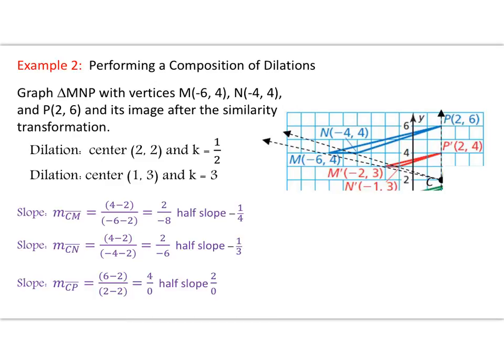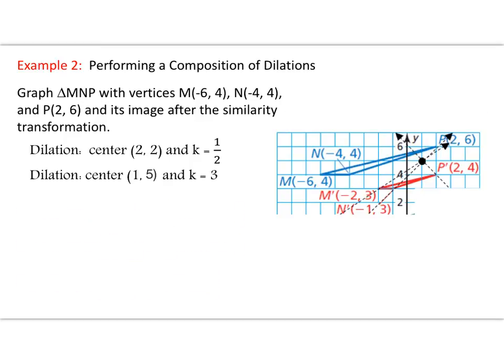Then our last coordinate is figured out by figuring out the slope from C to P, which is 4 divided by 0, so half of that is going to be 2 divided by 0. And when I say half, I'm taking half of each movement, the x and the y movement, not multiplying by 1/2 necessarily. So I go up 2 and plot, there's P prime located at 2, 4.